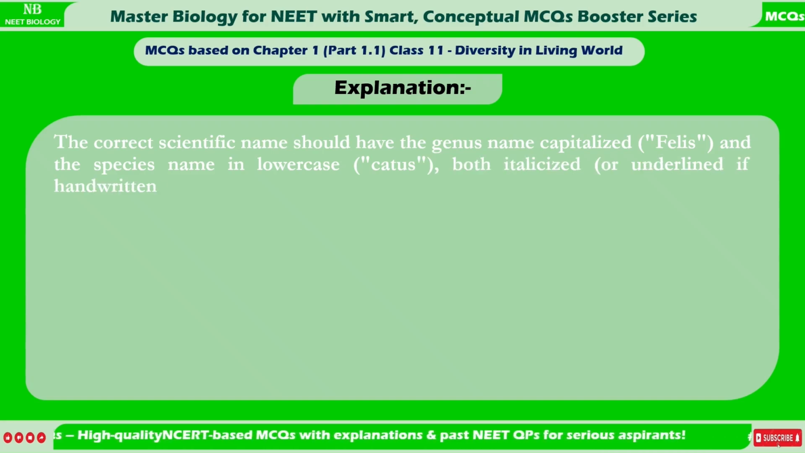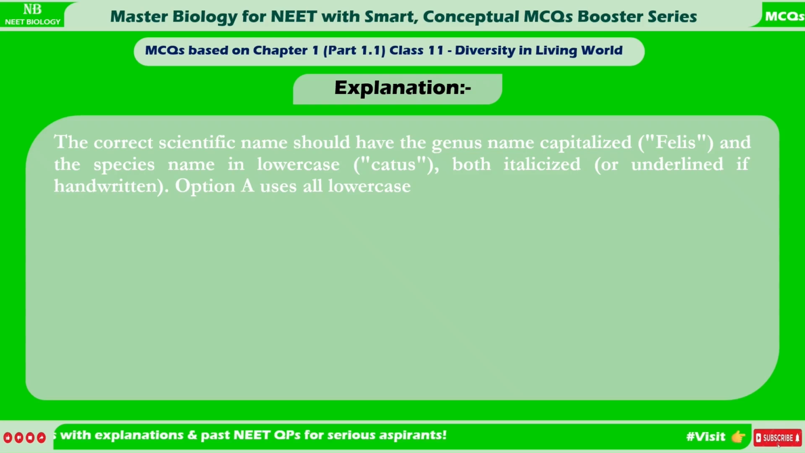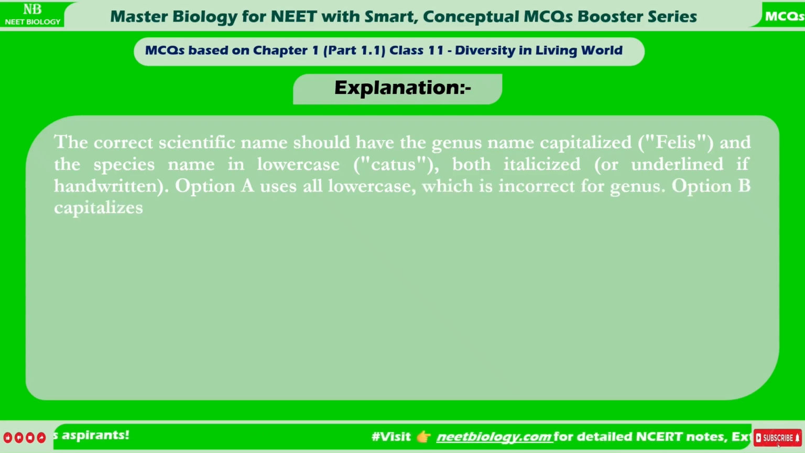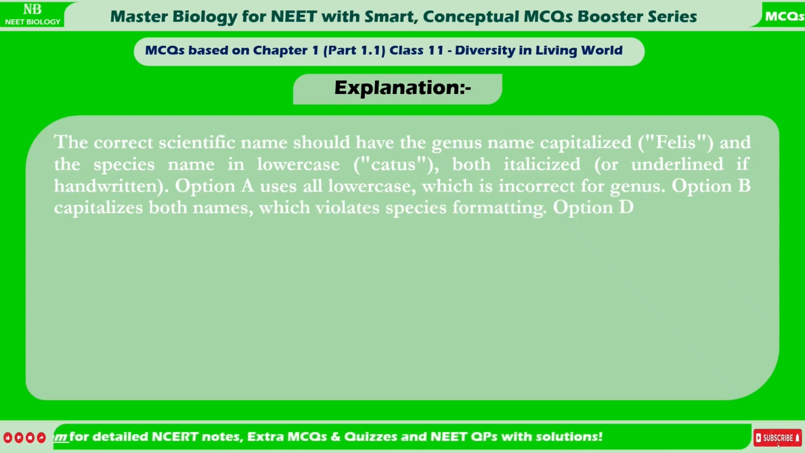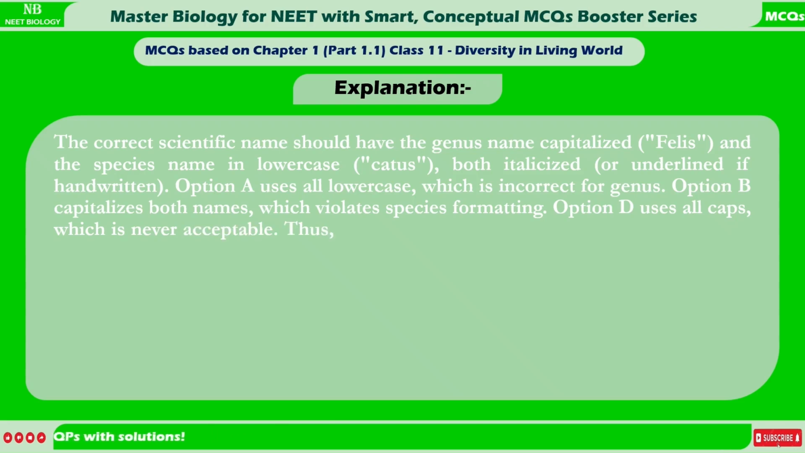Option A uses all lowercase, which is incorrect for genus. Option B capitalizes both names, which violates species formatting. Option D uses all caps, which is never acceptable. Thus, option C is the only answer that follows the correct formatting rules.